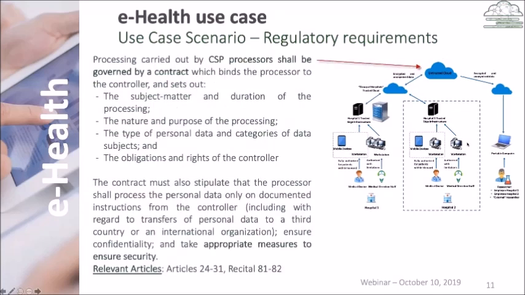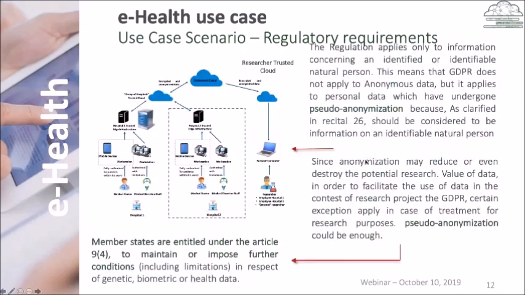Moreover, we have some requirements regarding the cloud service provider. The cloud service provider processor shall be governed by a contract. In this contract, we have to specify several activities to be performed. Among the others, we want to mention the measures regarding security. It has to be ensured in order to treat data coming from the hospital.